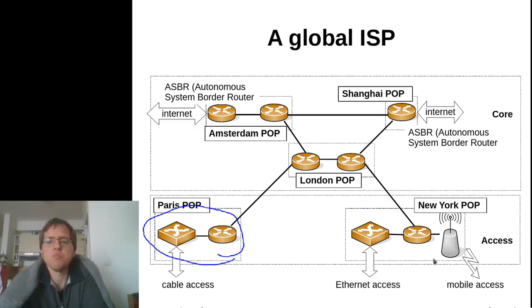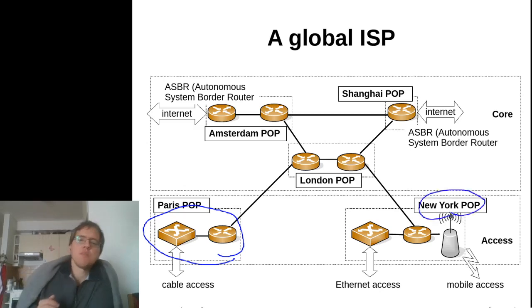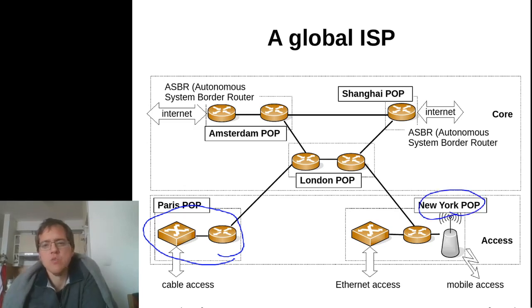Also, let's suppose that our hypothetical ISP provides Ethernet access to small enterprises and also mobile access to individual subscribers in New York. In order to do that, it needs to operate some network equipment in the New York location. So it again rents some facilities in a data center and puts some network equipment there to provide these access services to its customers.